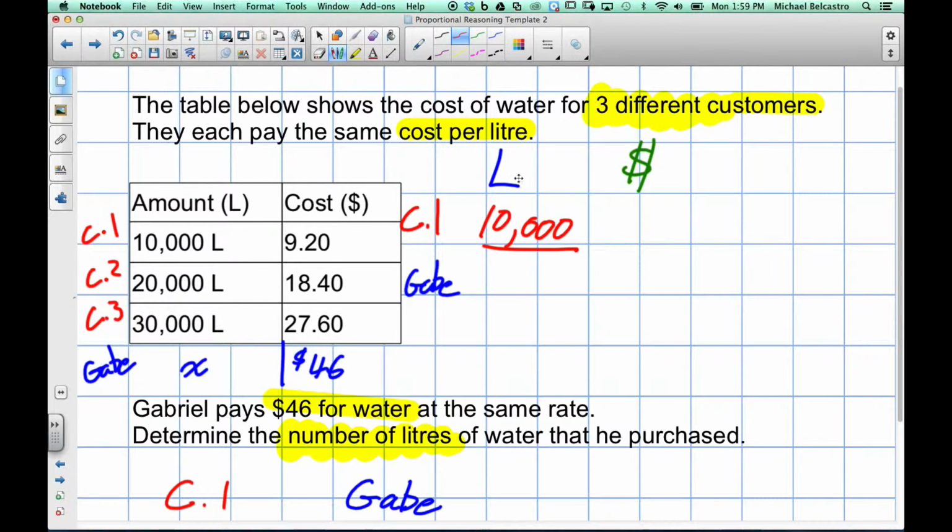divided by Gabriel's liters. Well, Gabriel's liters is our value of X here, that's our unknown, is equal to the money, or the amount that they spent. Customer 1 spent $9.20 divided by what Gabriel spent, which was $46.